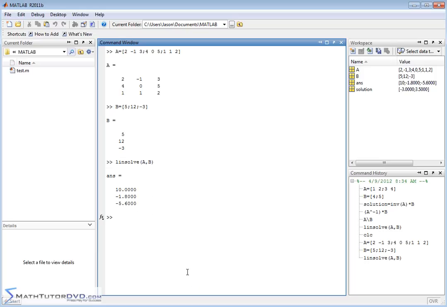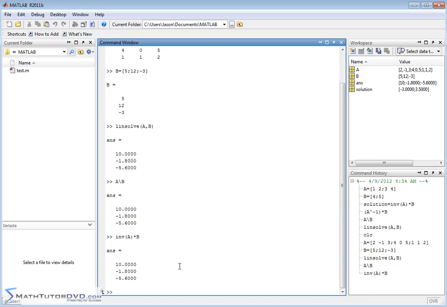Okay, or we could do the other operator with the backslash, A backslash B, which is calculating the same answers. Or we could take the inverse of matrix A and multiply by matrix B, which is traditionally how you do it in linear algebra. You get the same answers. Or you could basically get the same result by raising the A matrix to -1 and then multiplying by matrix B, and you also get the same answers. So you get the same answers either way.